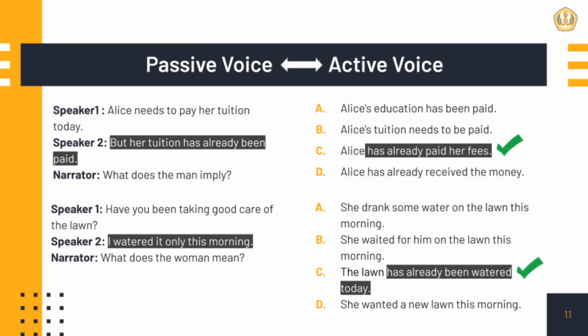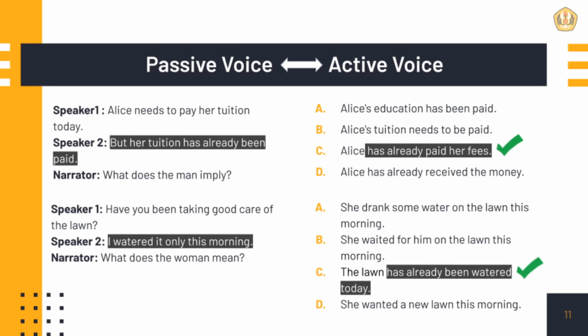Now, here are some examples. In the recording, you will hear something like this. Remember that the second line of the conversation is where usually the information you need to choose the right answer can be found. And the first line functions more as an introduction to the topic of the conversation. From there, you know that the topic is about Alice having to pay her tuition. The second line reveals more information to us, that her tuition has already been paid.